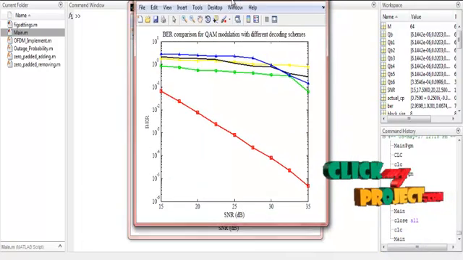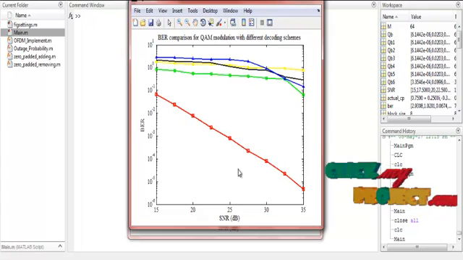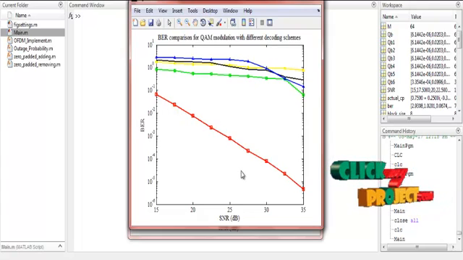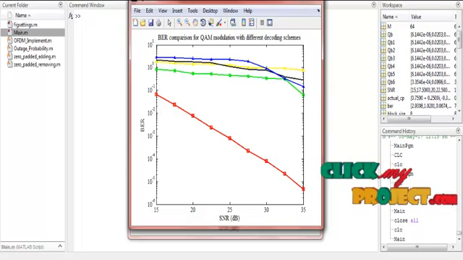The next figure is the bit error rate comparison of QAM modulation with different decoding schemes. Around 10 power minus 1, this reduces the error rate for the SNR and BER scheme. So these are the overall running procedure for the process.